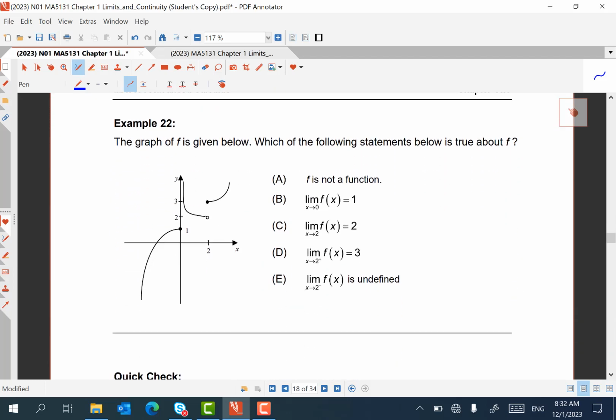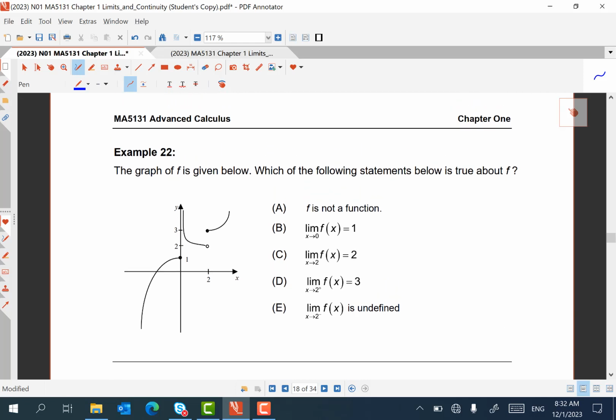Okay, question 22. Can you try right now? Which of the following statements is... okay, don't say it, we'll say it together as a class. Okay, first and foremost, f is not a function. By the way, do you know how to check if something is a function? What do you do? Vertical line. Brilliant, you learn well. Vertical line test.